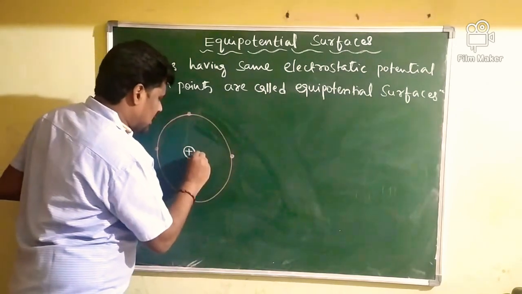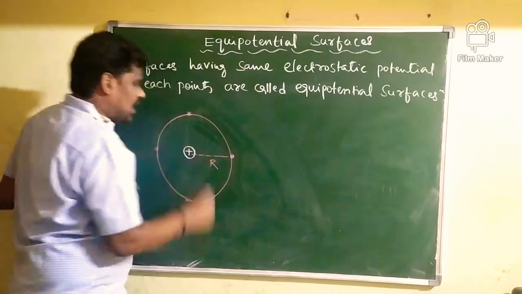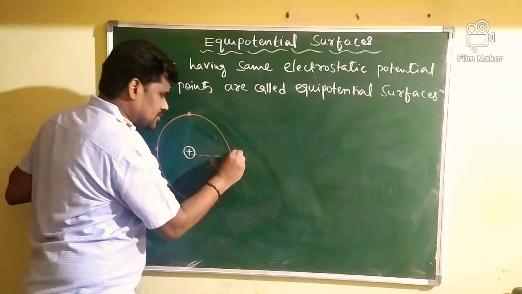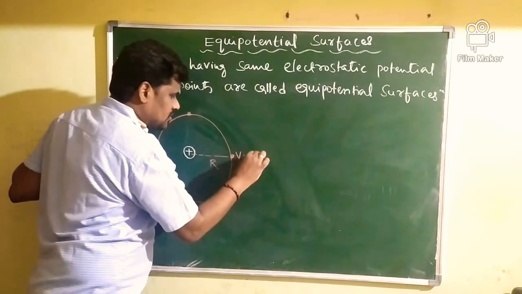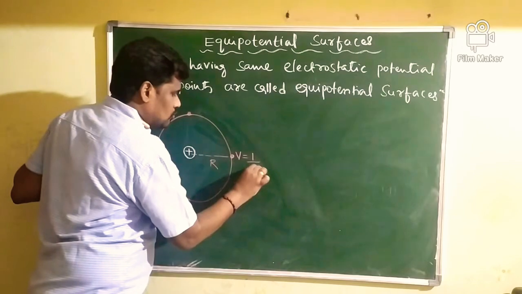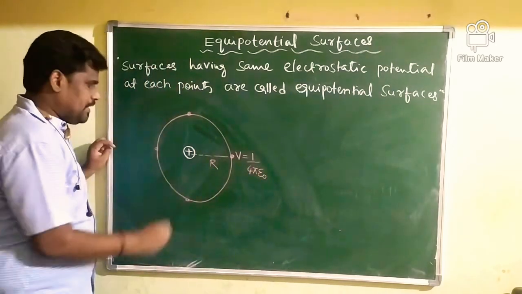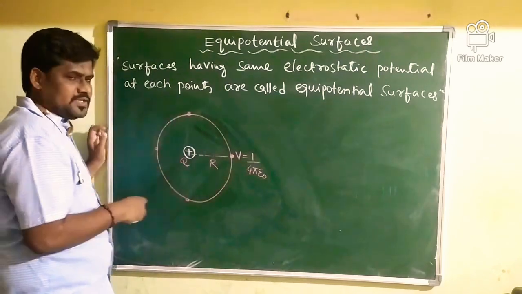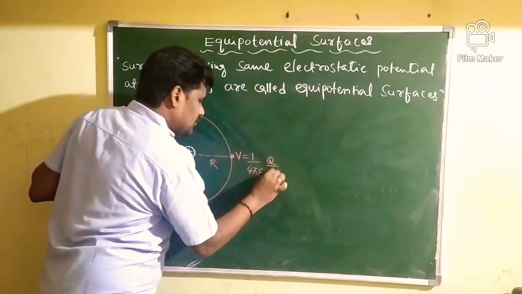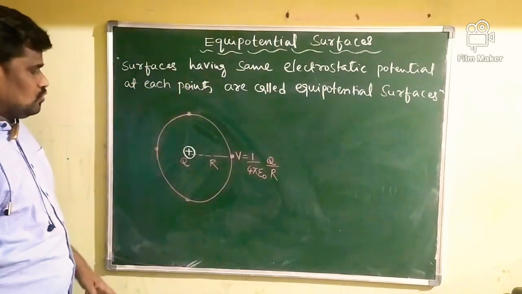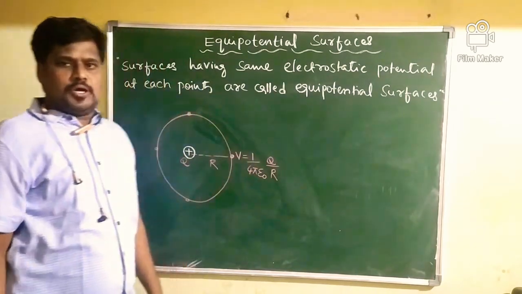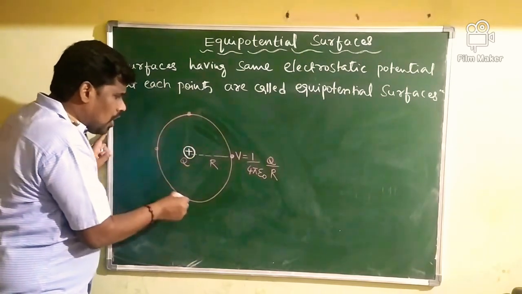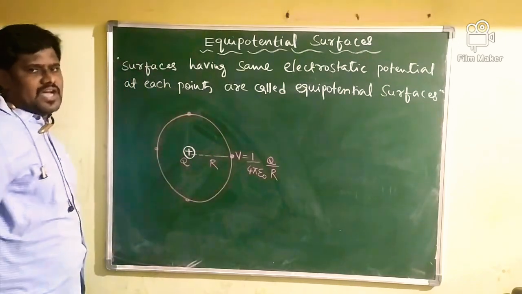If R is the radius of this sphere, and I ask what the electrostatic potential at this point is, it is given by V equals 1 divided by 4 pi epsilon naught. If Q is the charge, then the potential on the surface is V equals 1 divided by 4 pi epsilon naught Q divided by R. Whatever points you consider, all points are symmetric to the charge.